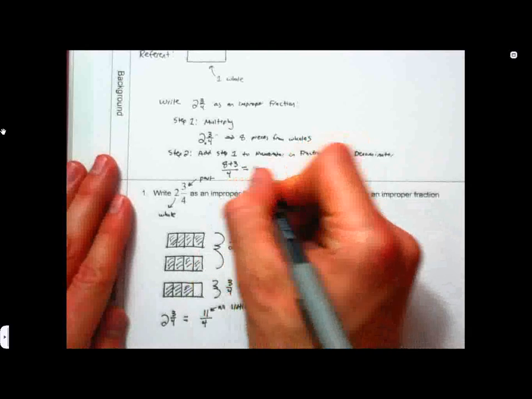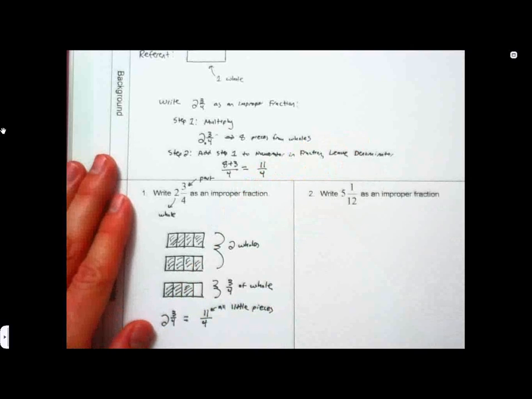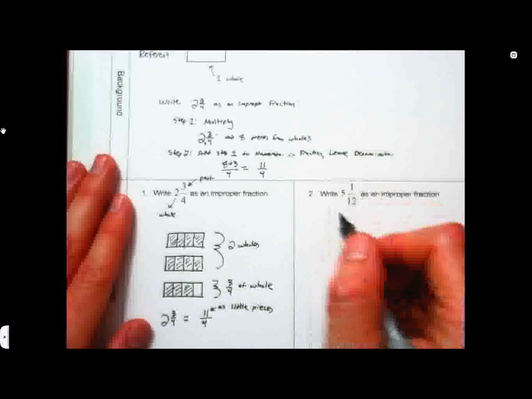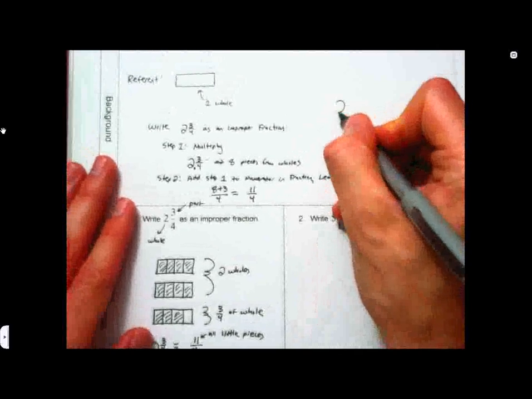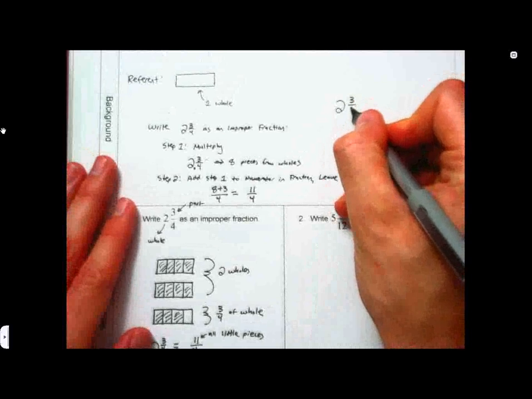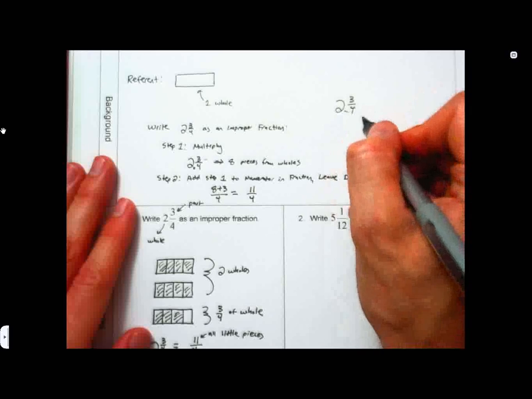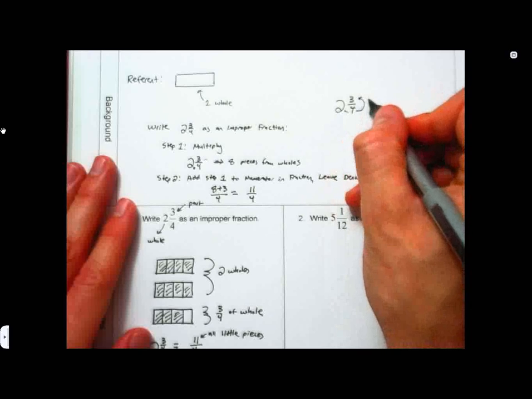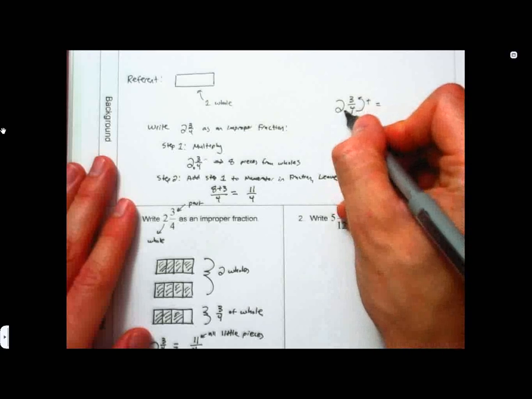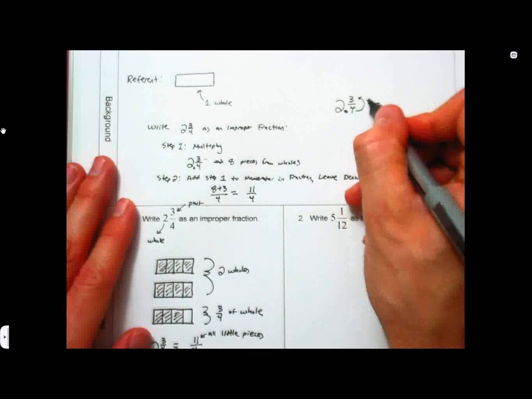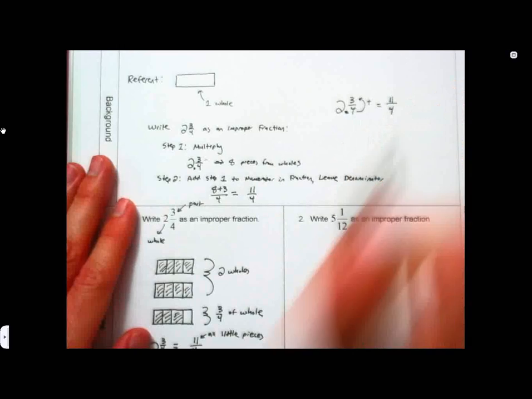And so overall, that's going to give me 11 fourths, just like before. So again, the quick way to do it, if you want to have shortcut notation, is I'm multiplying these two numbers together, and then I'm adding that to the top. So when I multiply those two together, 2 times 4 is 8, plus 3 is 11, and then the denominator stays the same.